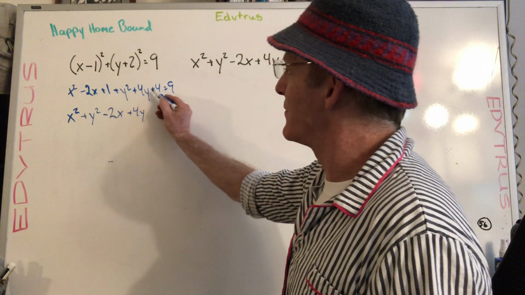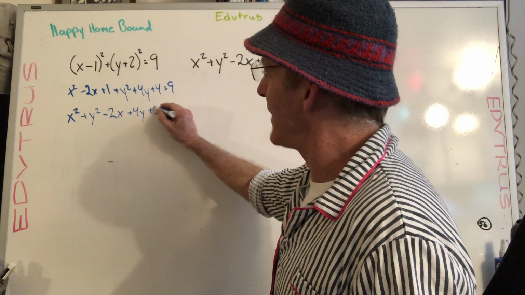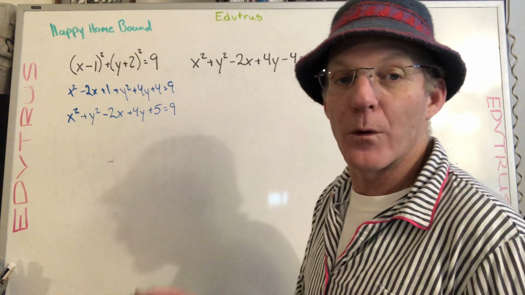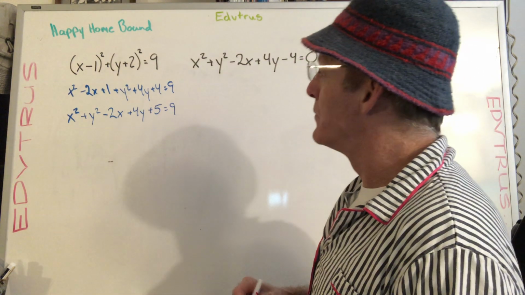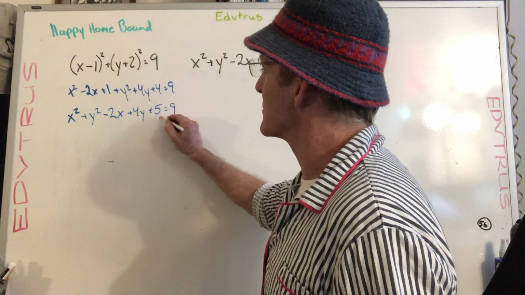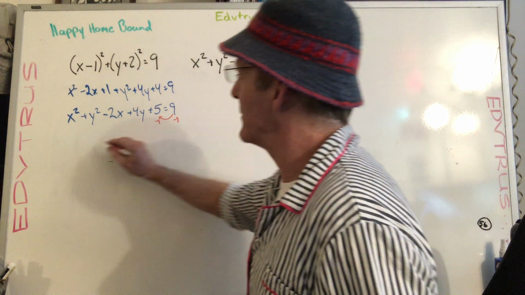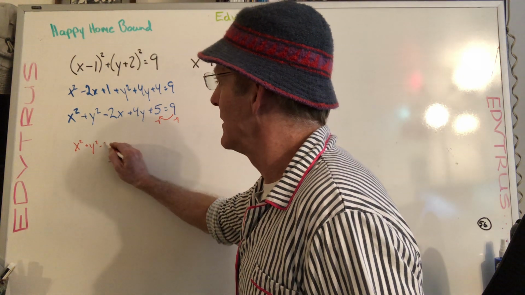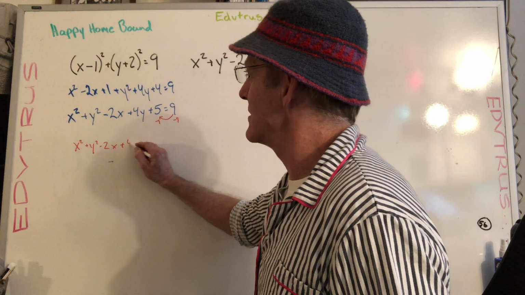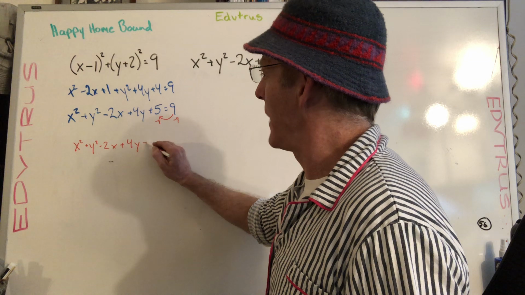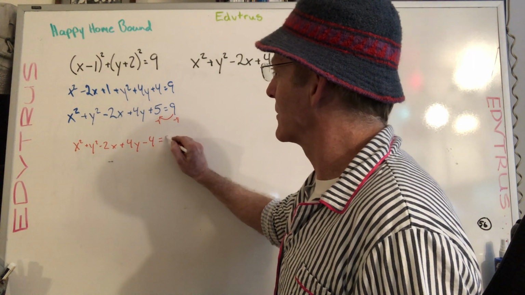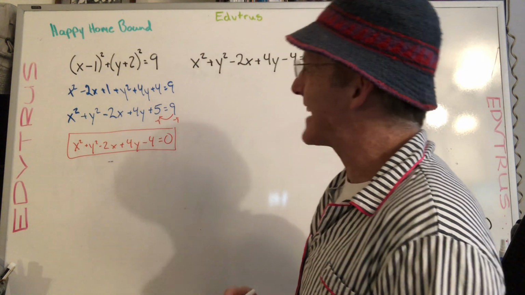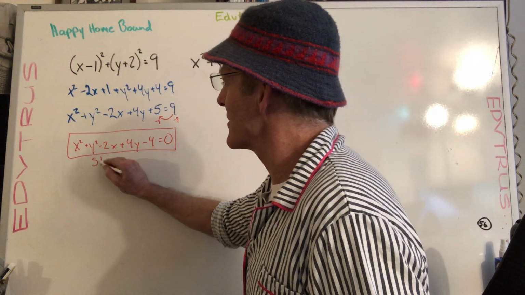So we have 1 plus 4 at this point equals 5, but it still equals 9 on the right. To get to the final form, we want it to equal 0. So we're going to have to move that 9 on over here by subtracting it, minus 9, and we get a final answer of x squared plus y squared minus 2x plus 4y minus 4 equals 0. And that right there is what we call our standard form.